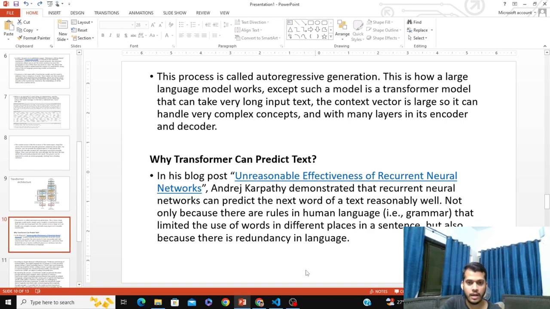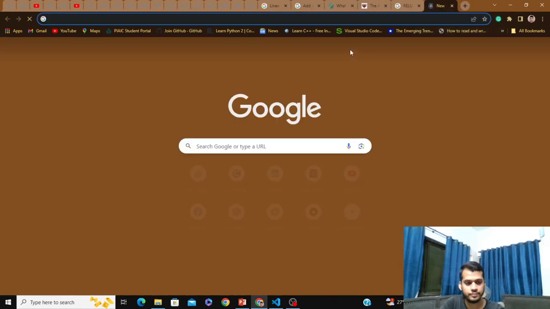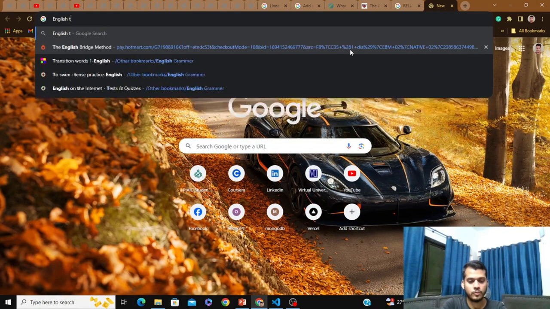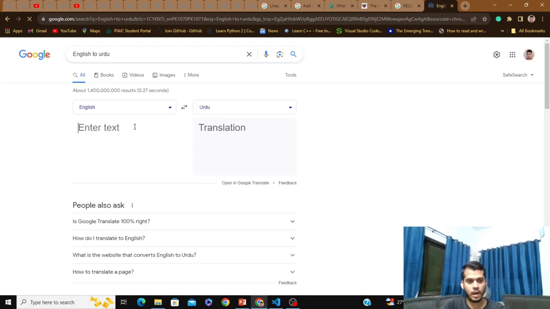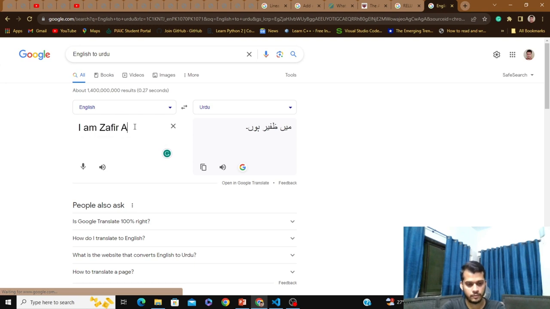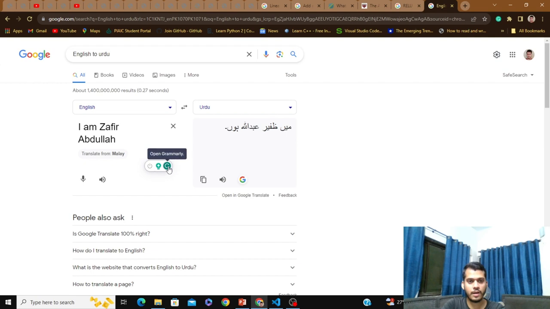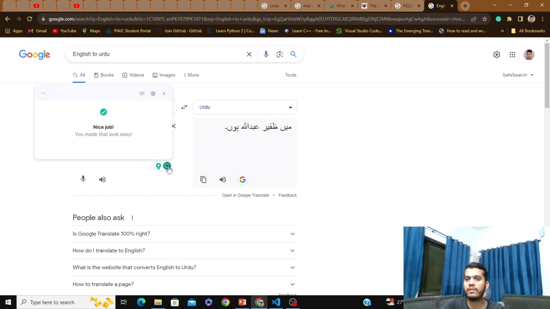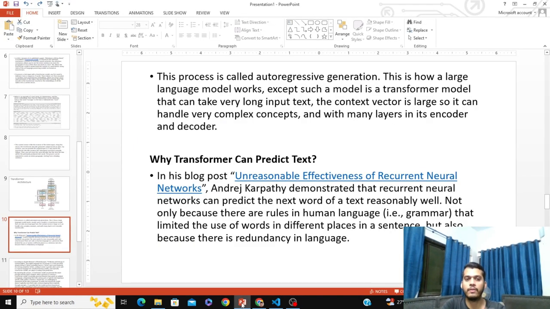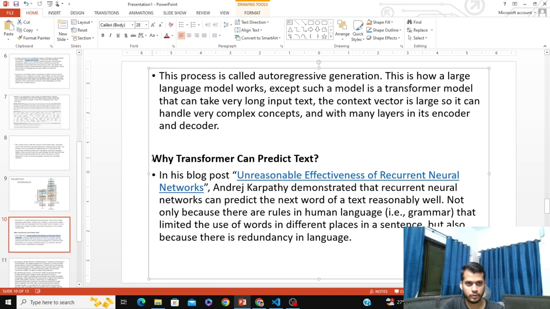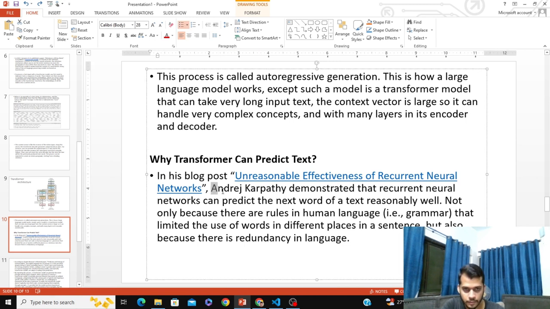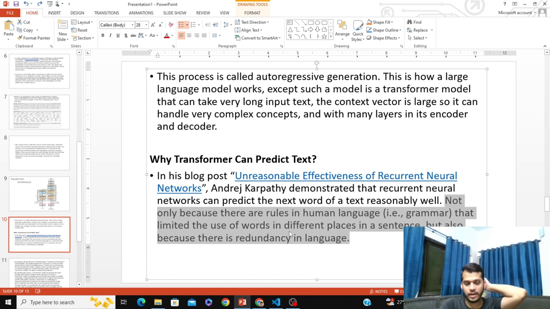For example, Grammarly. Now you are checking Grammarly. This large language model system checks the words and gives suggestions. Not only because the rules in human language and grammar limit the use of words in a paper or chapter, but also because language is redundant.